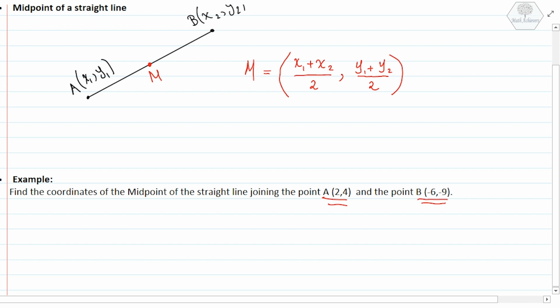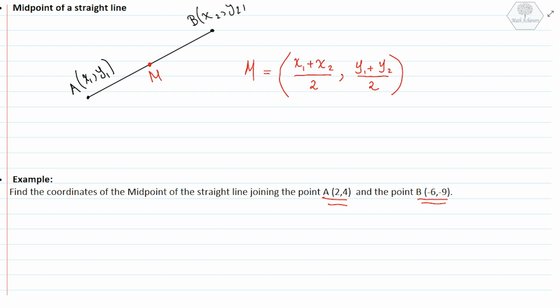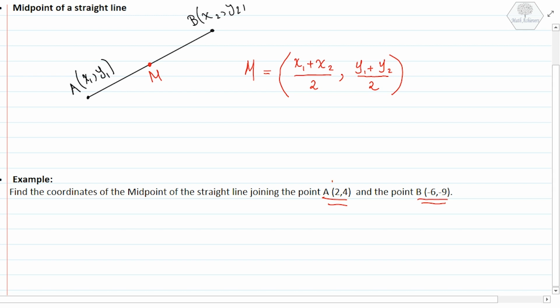Simply, I have to label the point A as x1 and y1. So the 2 is x1 and this is y1, the 4. And B, this is x2 and this is y2.